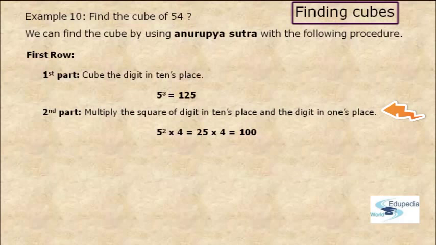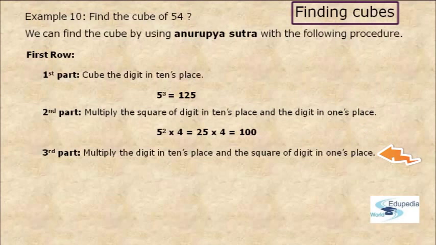Now coming to the third part, what we have to do here is we have to multiply the digit in tens place with the square of the digit in ones place. So here in the number 54, we are having 5 in tens place and 4 in ones place. So 5 into 4 square, which is equals to 5 into 16, that equals to 80. So 80 is the answer that we are going to get in the third part of the process.